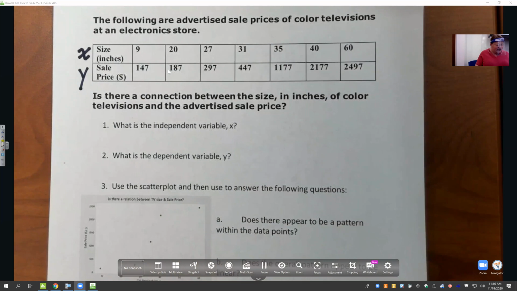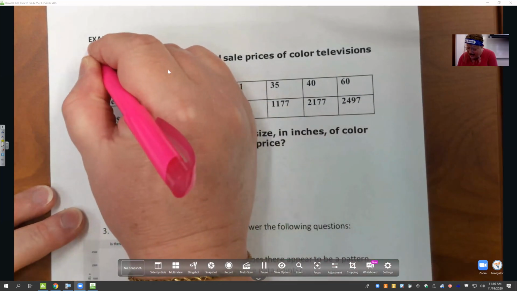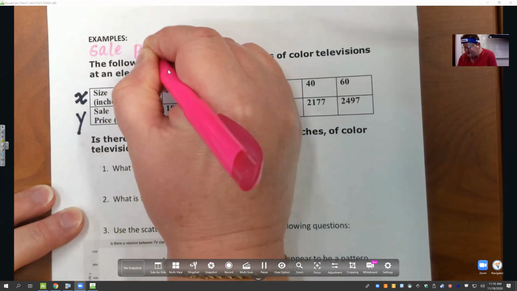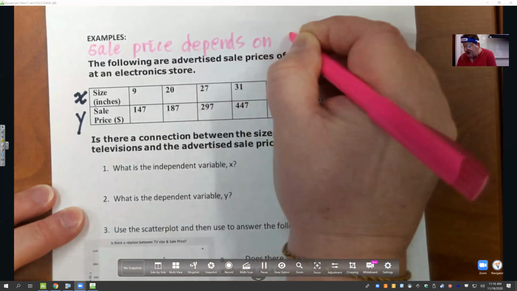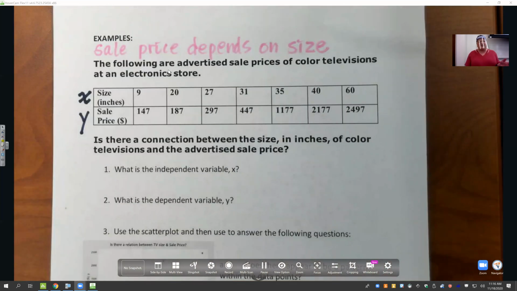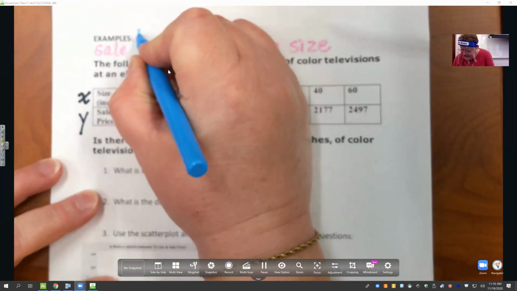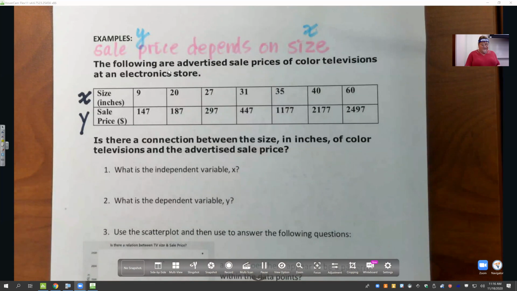Even if you're not convinced with that, remember we had a little saying. If we think about it, the sale price depends on the size of the TV. Now we could flip it around and try to say size depends on the sale price, but that doesn't really make sense. So if we use that little saying, that tells me the sale price is Y and the size is X. So there are different ways to make the determination.